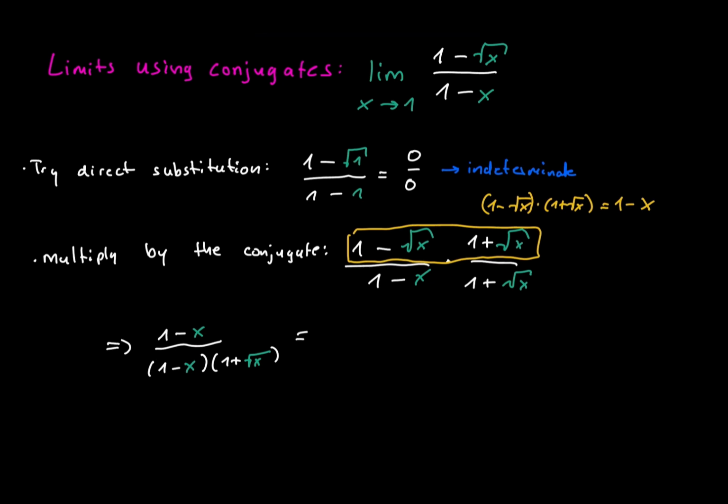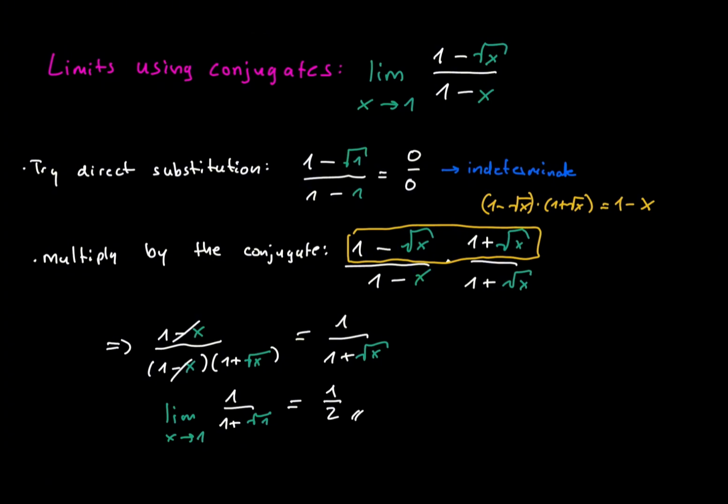Now we can cancel the common factor 1 minus x. So the expression simplifies to 1 over (1 plus square root of x). Now substitute x equals 1. We get 1 over 1 plus 1. So the limit is 1/2.